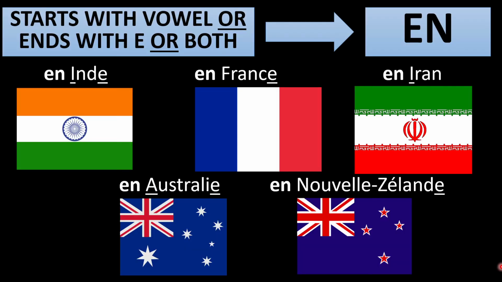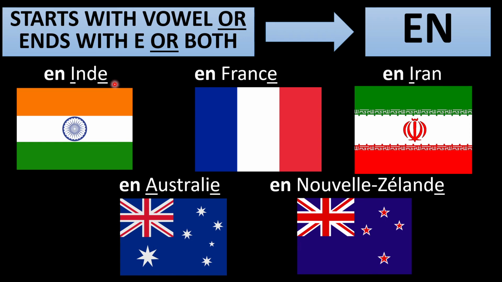Now the next rule is that when you have a country's name that starts with a vowel, or it ends with an E, or both the conditions are satisfied. Okay, so either it should start with a vowel or it should end with an E, or if both the conditions are satisfied, then you have to use this preposition, which is en. So let's take our country for example. India starts with a vowel and it ends with an E. Both the conditions are satisfied, we have to use en.